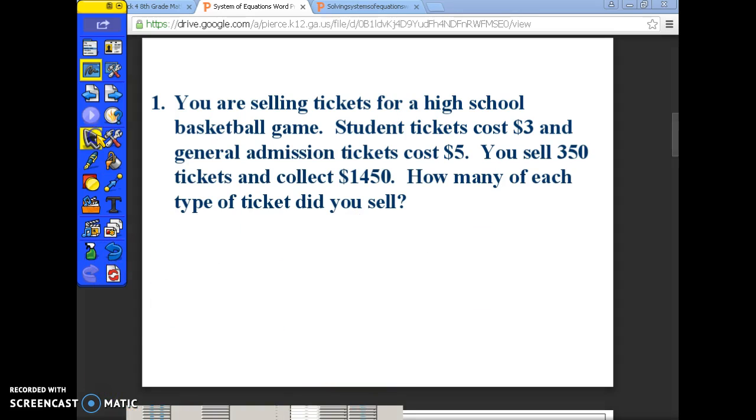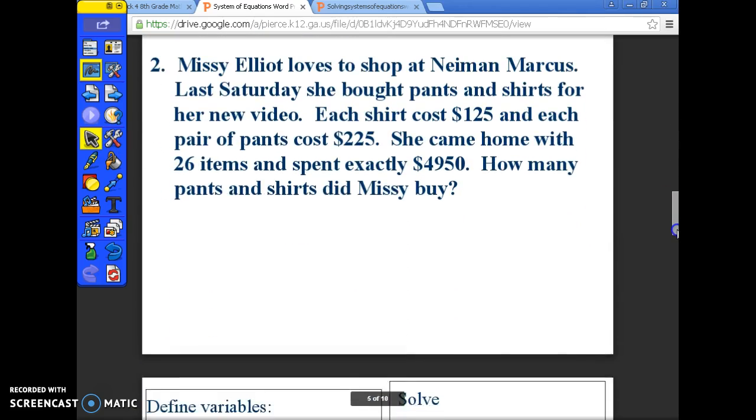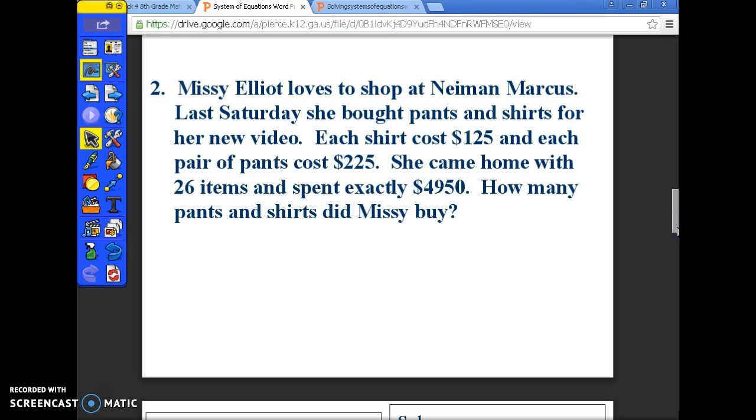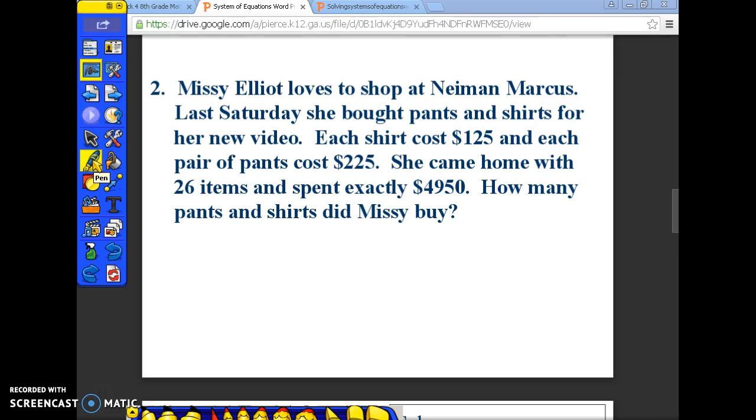Alright, so let's try another one. Number 2. Missy Elliott loves to shop at Neiman Marcus. Last Saturday, she bought some pants and shirts for her new video. Each shirt cost $125, and each pair of pants cost $225. She came home with 26 items and spent exactly $4,950. How many pants and shirts did Missy buy?